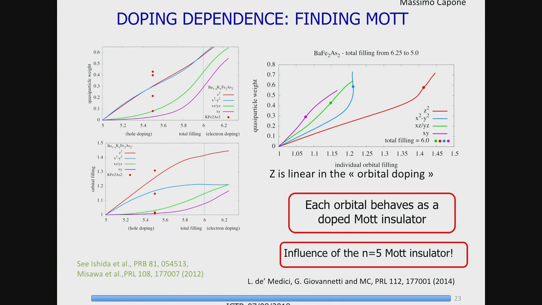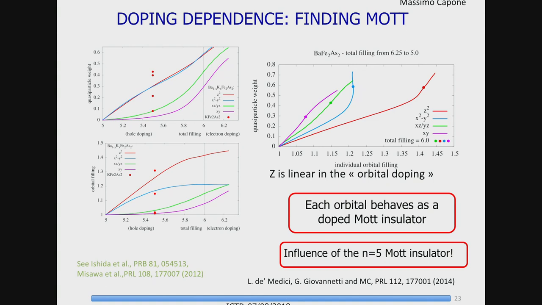And I can clearly see that my Z's, which do not vanish here in perfect agreement with experiments, would vanish if I were to go all the way to n equals 5, to the Mott insulator, which makes a lot of sense, because I told you that full half-filling is an easy situation for Mott physics. So that's what I should find. Now, this is interesting, because it's already telling me that what controls the overall degree of correlation is the distance from a Mott insulator, which doesn't exist in the iron-based superconductors, but it exists in the world of parameters.